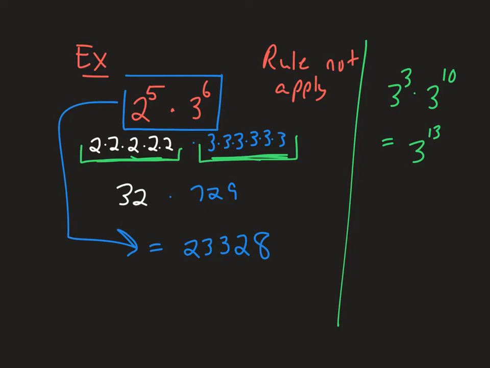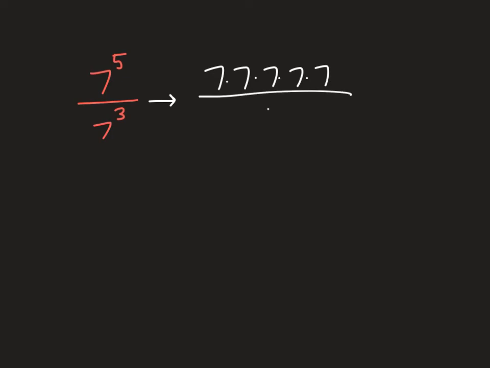All right, so let's look at another. What if we had, for example, 7 to the 5th power divided by 7 to the 3rd power? So instead of multiplying things with the same base, let's say we are dividing them. And again, let's think about what this would look like in expanded form. The numerator, 7 to the 5th power: 7, 7, 7, 7, 7. And the denominator is 7 to the 3rd power.